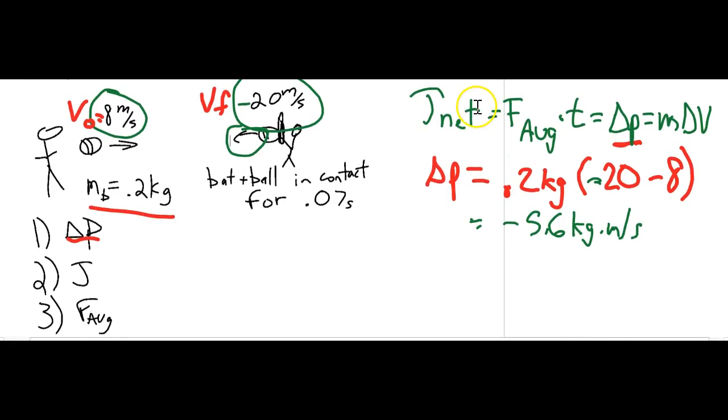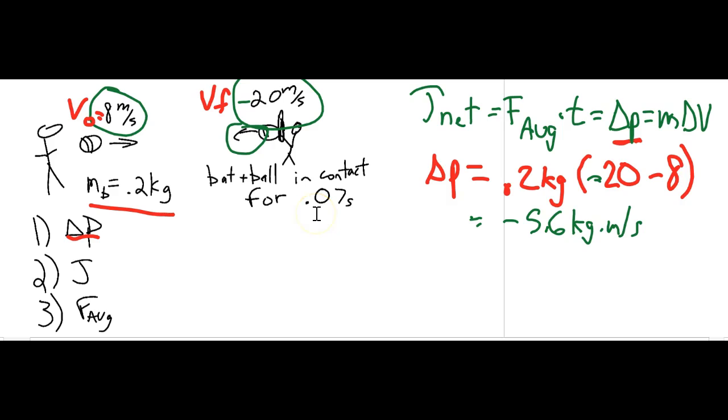The next question here says, what is the J? Right? So right here, what's the J, which is J net? And hopefully, if you know all the equations, you write them down, you would quickly see that J net equals change in momentum. So that is also the same answer, negative 5.6.